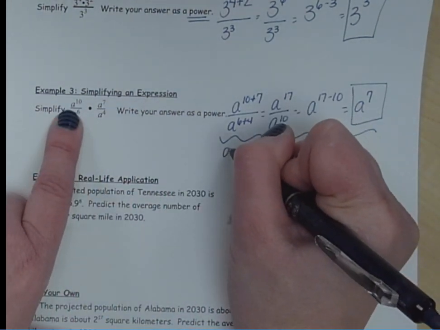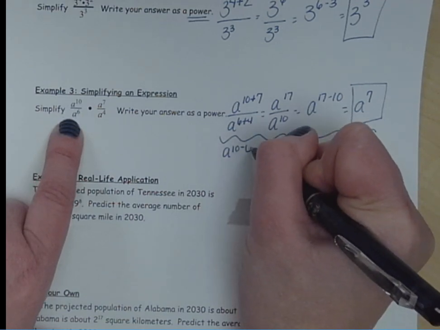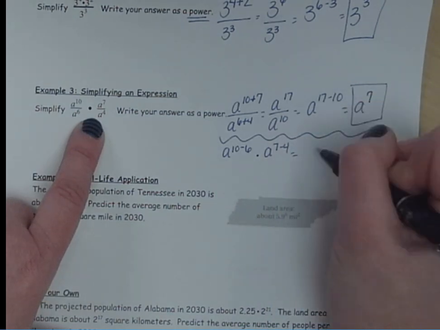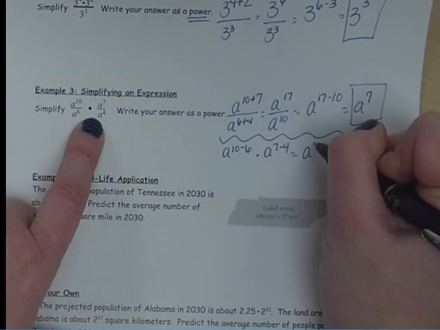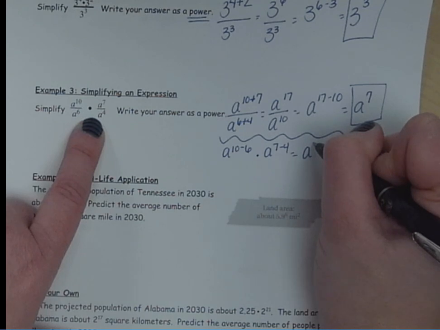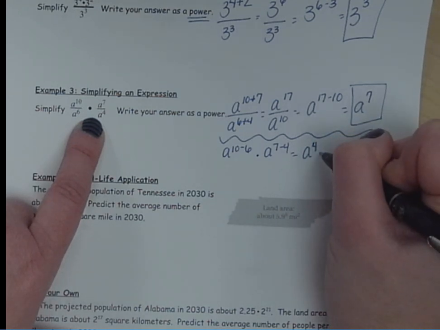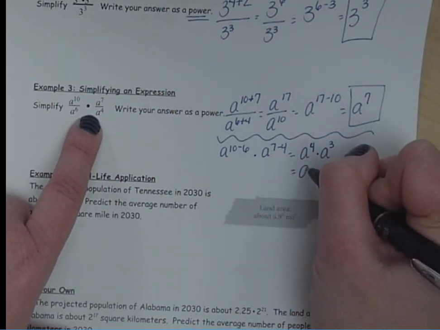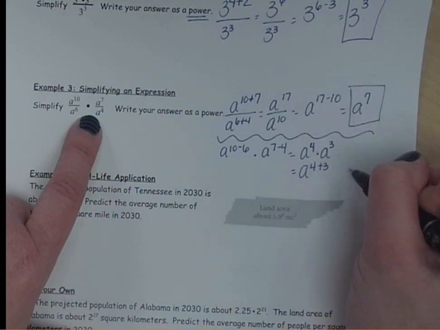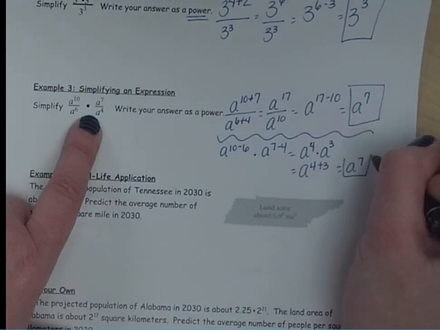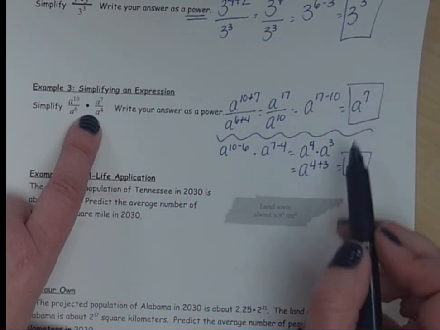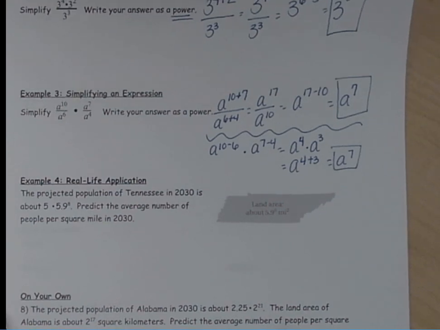Now, just so I can show you what I mean, if I were to divide first, I would have a to the 10 minus 6 times a to the 7 minus 4. Now I have a to the 4 times a to the third. So I'd have a to the 4 plus 3, which gives me a to the 7th power. So there are lots of different ways to look at it. We got the same answer both times.